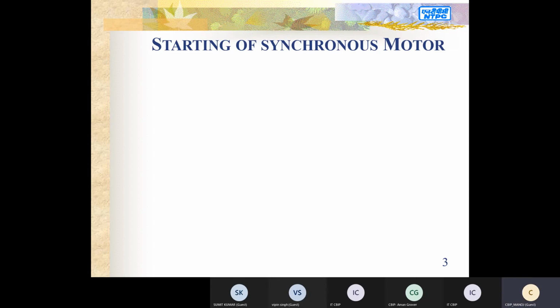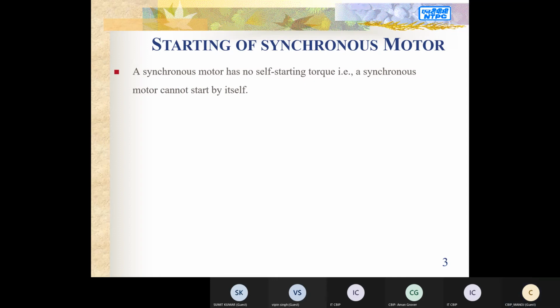In the stator, we are giving AC supply, so these poles are oscillating at synchronous speed. The poles are now changing at synchronous speed, whereas the rotor has a DC supply, so it behaves like a permanent magnet. So in a synchronous motor, there is no self-starting torque and it cannot start by itself.